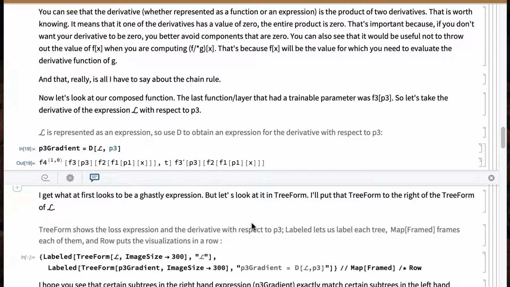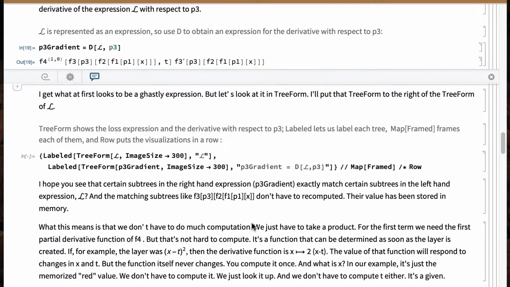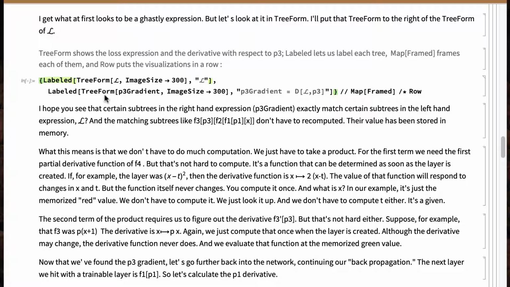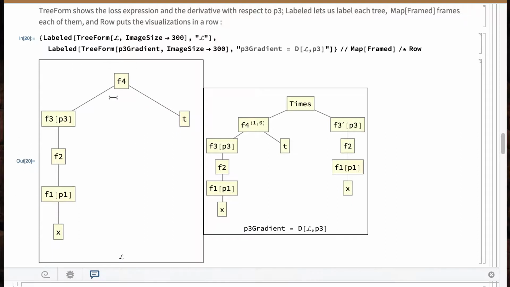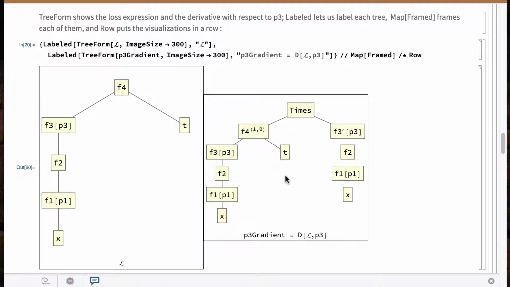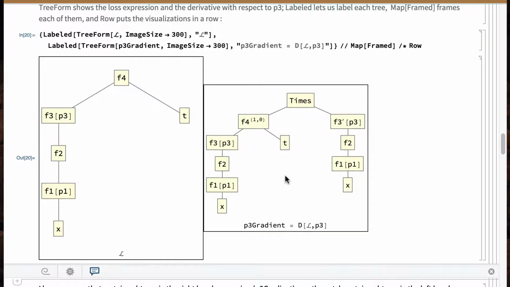But I'm kind of a fan of tree form. So let's look at it in tree form. I'll show you. Let's just run this. Okay, I've got two expressions here. The one on the left is our original loss. We've seen this tree before. And this is the tree form of our derivative of L with respect to P3. This is just the tree form of this. Okay? But let's stare at this for a moment.